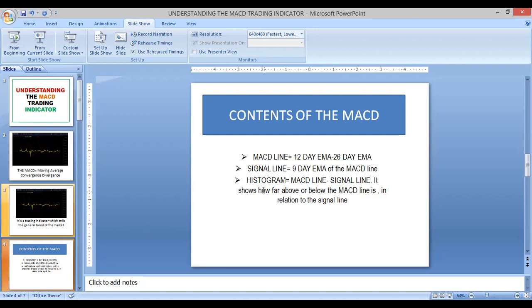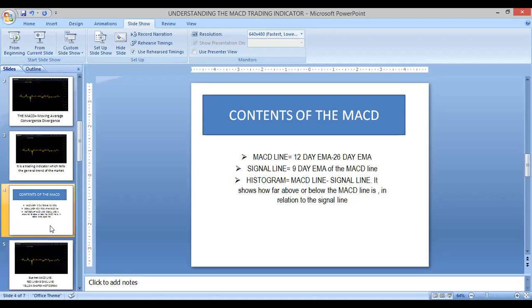All right, so then we have the histogram. The histogram is simply the difference between the MACD line and the signal line. It shows how far above or below the MACD line is in relation to the signal line. In other words, the further apart the MACD line is from the signal line, the bigger the histogram. The closer they are, the smaller the histogram. When we get to the live class, we see this as it plays out, okay?